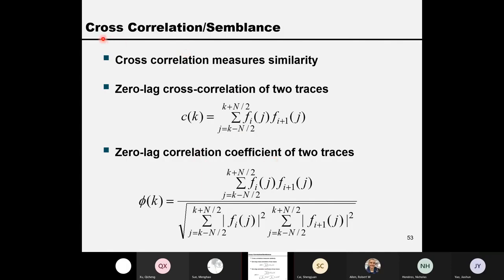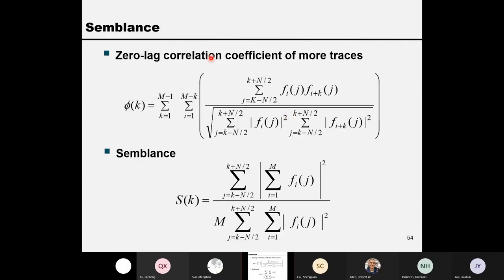And for seismic velocity analysis, we only use the zero lag. We do not use the others, right? We just use zero lag. So this C here is the cross correlation, phi here is the normalized cross correlation called the correlation coefficient. That's for two traces. Because we have so many traces, we can exploit the lateral coherency, so we can use a multi-channel correlation, right? Use not only two traces, but more traces from the neighborhood.